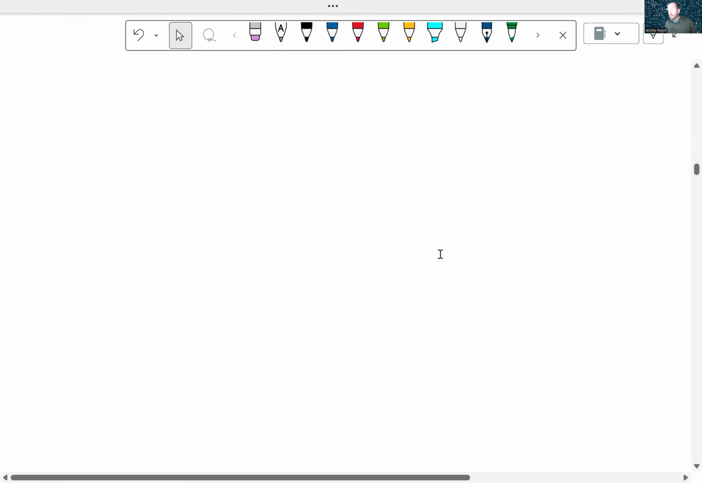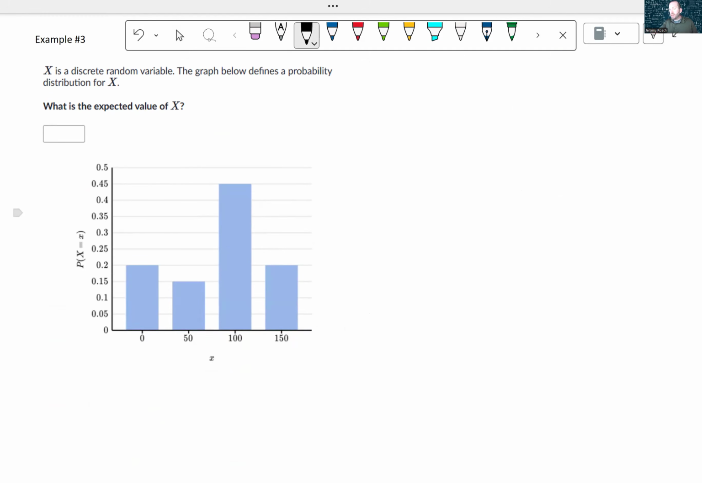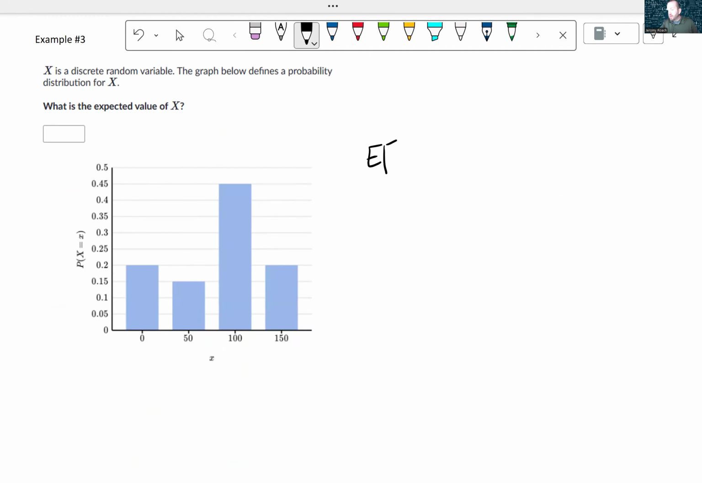Let's look at one more expected value with a graph. It's the same basic idea though. We don't even know what X is. We just know the probability for X, and we're given the values of X, but we don't know what X is defined as. We just want to know the overall expected value of X. So we're going to do the same thing for this one, except now we don't have table data. We've got to look carefully at the graph.